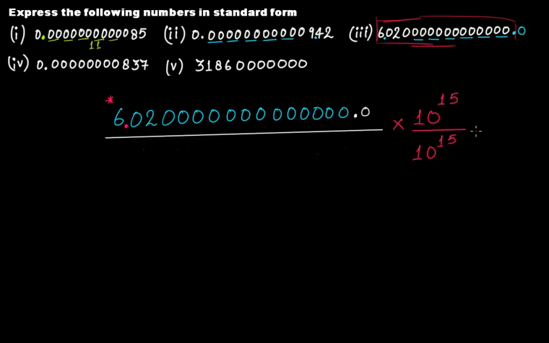Is it clear? Now you can bring this 10 raised to the power of 15 in the denominator of this number and you'll get this decimal point here. So the main thing is that you have to maintain the neutrality. The original number should not change. That's why your answer is 6.02 multiplied by 10 raised to the power of 15, because this will divide this number, and that's why this decimal point will come from here to this place, right?